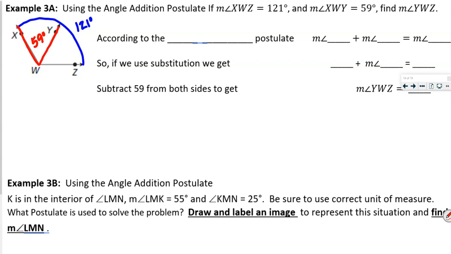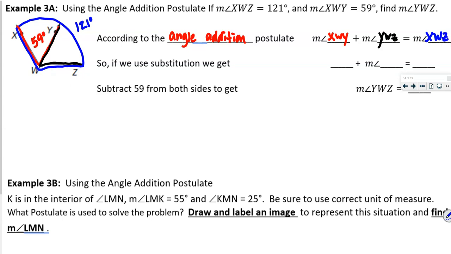When we start talking about this, it says according to the angle addition postulate, so we're going to write angle addition postulate here: the measure of angle XWY, plus the measure of, and we're going to make this one black right here so you guys can see it, YWZ, equals the big blue angle. So that equals the whole thing right there, XWZ.